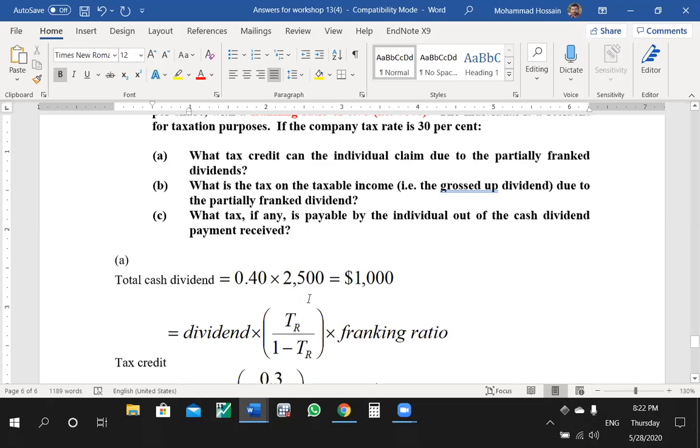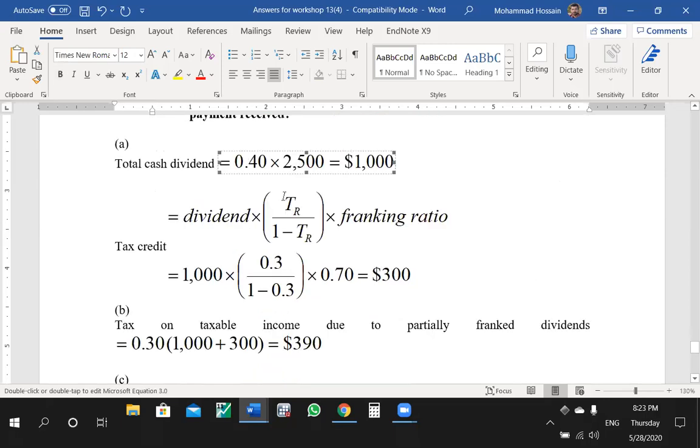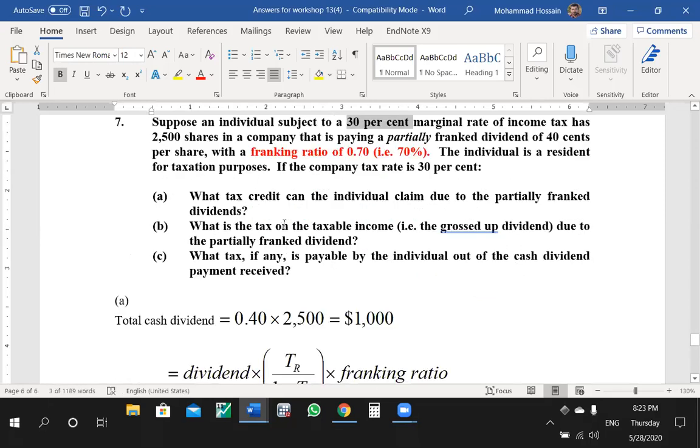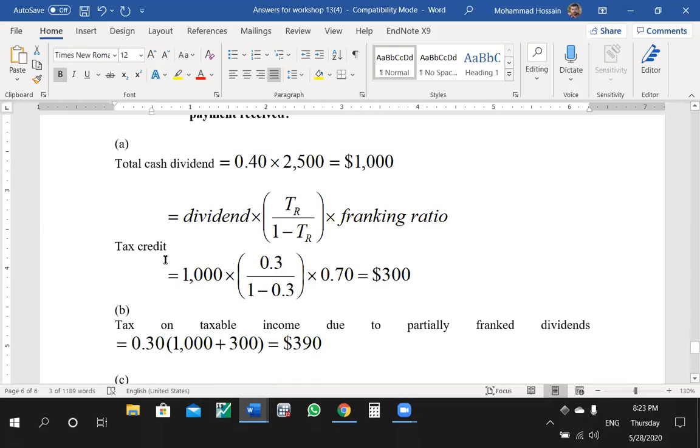Dividend times TR divided by 1 minus TR times franking ratio. So your dividend is 40 cents, times the tax rate, divided by 1 minus the tax rate. The tax rate here is 30%, right? 1 minus 30%, 70%, times the franking ratio. So the tax credit is $300. So they have paid $300 tax.